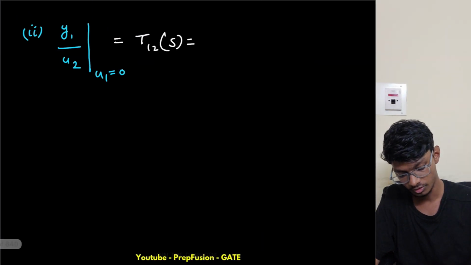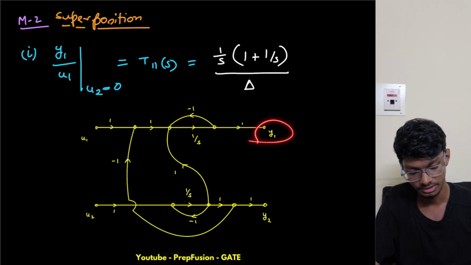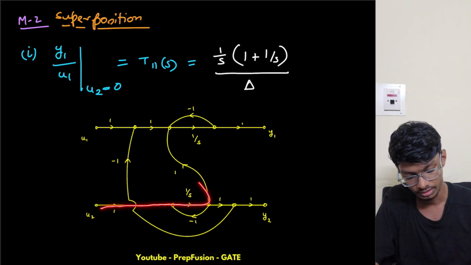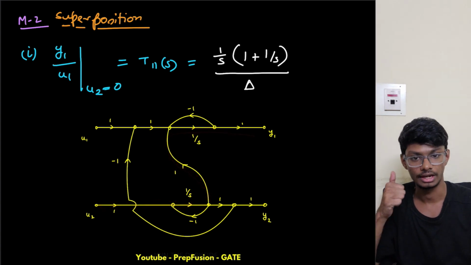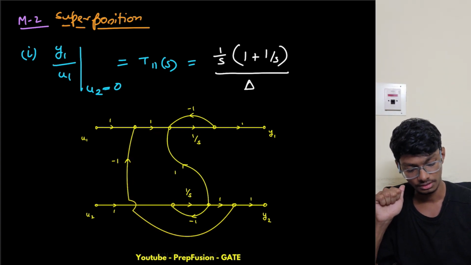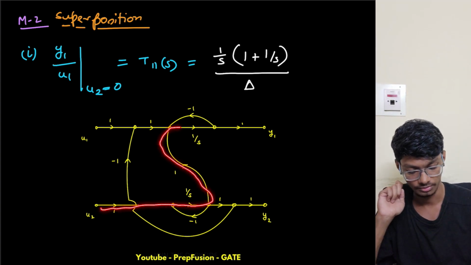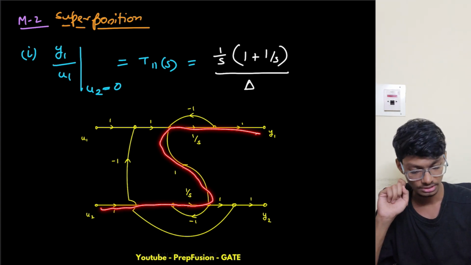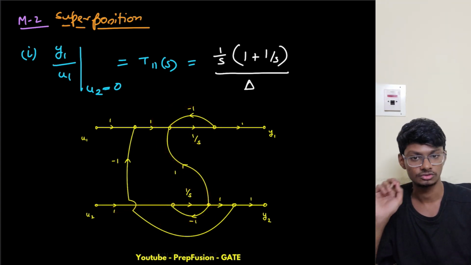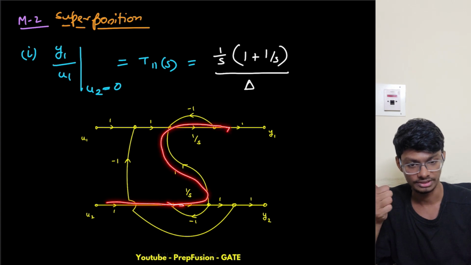I have to go from u2 to y1. So u2 is here and y1 is here. I can go from here, here, here, here. Yes, I have a forward path. Is there any other forward path? I can go from here also, and that is very interesting. I'm going through two loops, so my associated loop gain will be 1 minus 0, which is 1. So the gain of this forward path is 1 by s square.